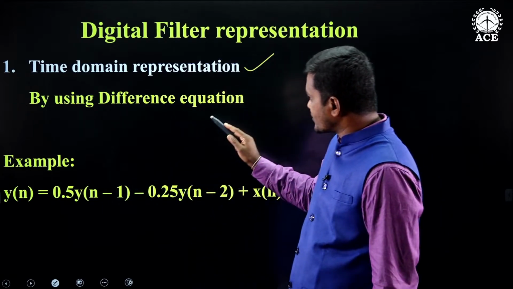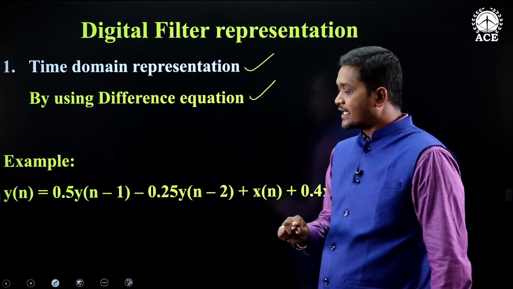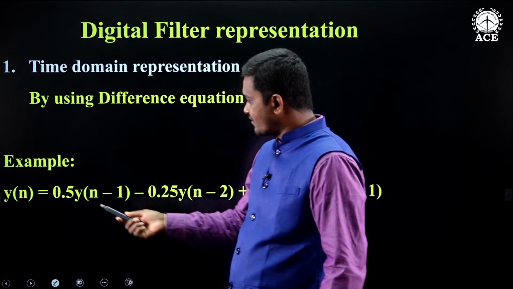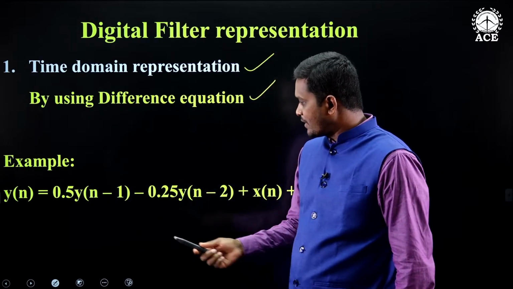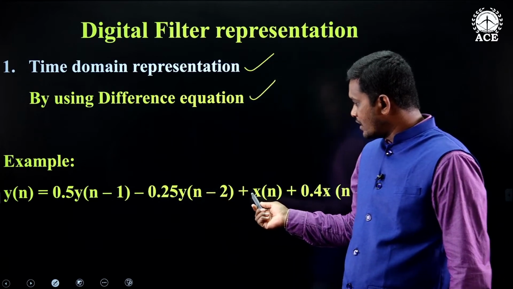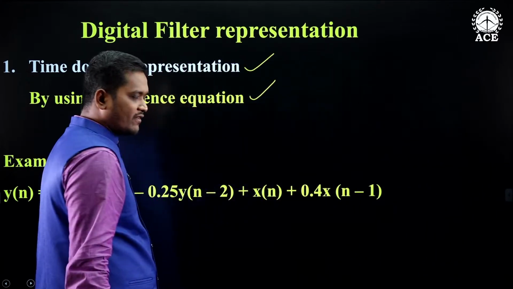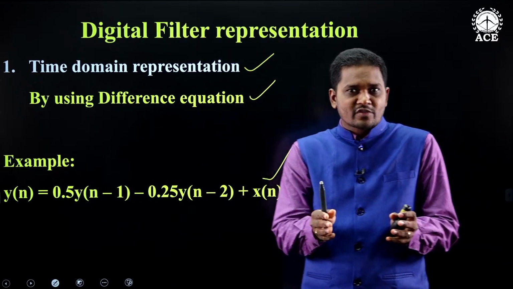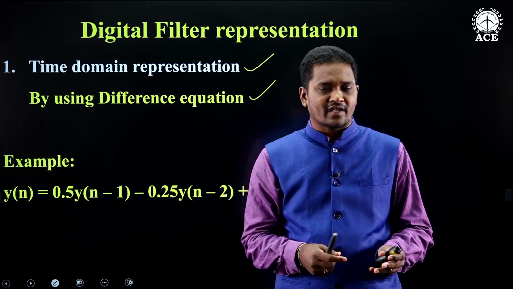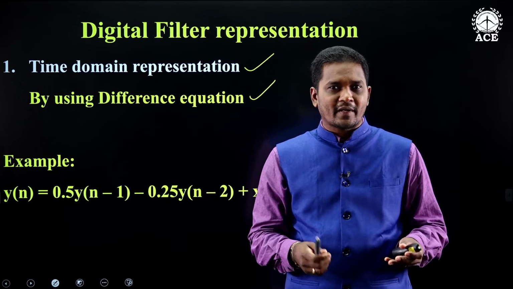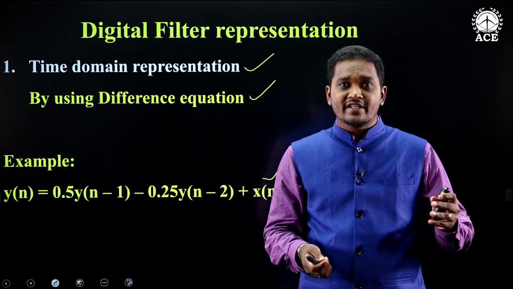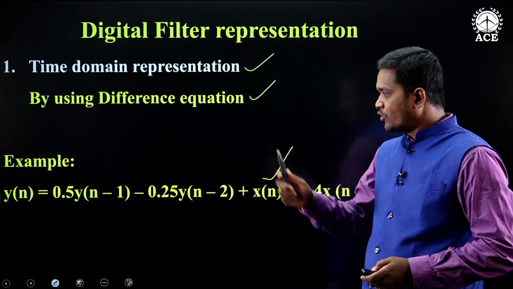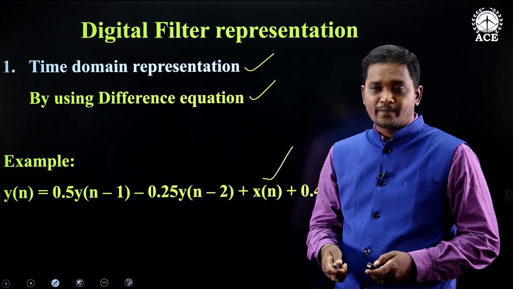In the time domain representation, a digital filter is described by using a difference equation. An example of a difference equation is y of n equals 0.5 y of n minus 1 minus 0.25 y of n minus 2 plus x of n plus 0.4 x of n minus 1. Don't confuse between differential equation and difference equation. A differential equation looks like d square y of t by dt square plus dy of t by dt. It is used for continuous time systems, and the difference equation is used for discrete time systems. So this is how to represent a digital filter in the time domain.